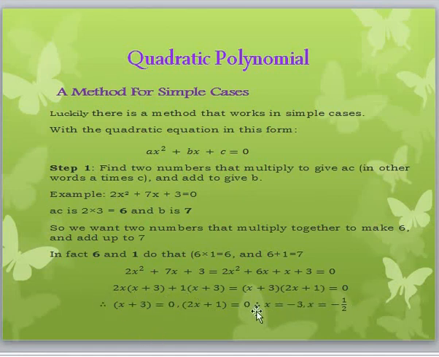So therefore (x + 3)(2x + 1) = 0, that gives us x + 3 = 0 or 2x + 1 = 0. After solving this we get x = -3, x = -1/2.